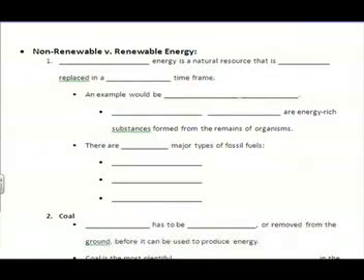So we're going to be talking about non-renewable versus renewable energies. And we've already talked a lot about the different types of energies that you just took your quiz about. We talked about chemical, electrical, electromagnetic, thermal, kinetic, and potential. And now we're going to talk more about non-renewable versus renewable energies.